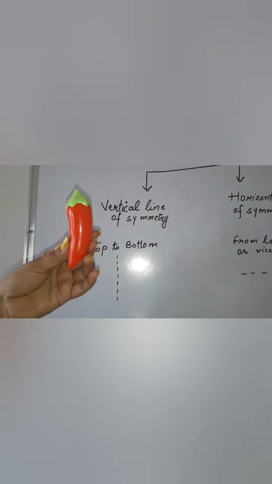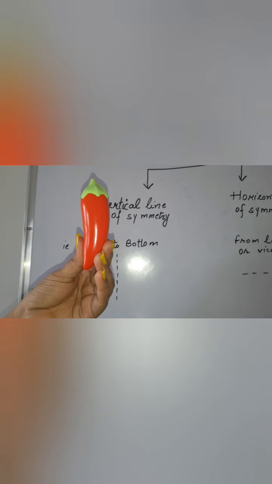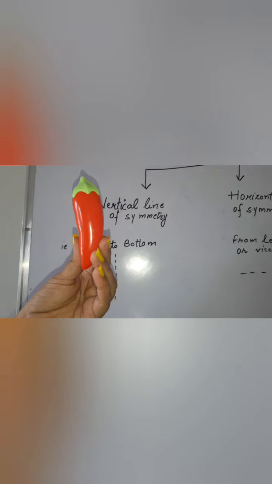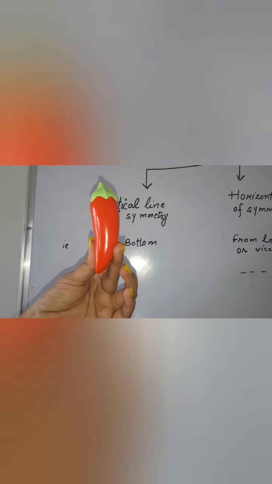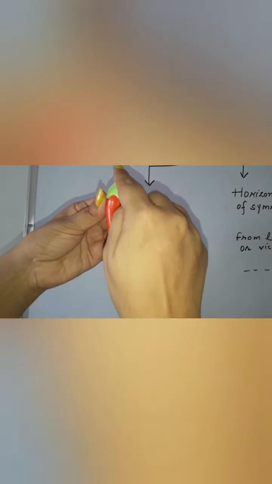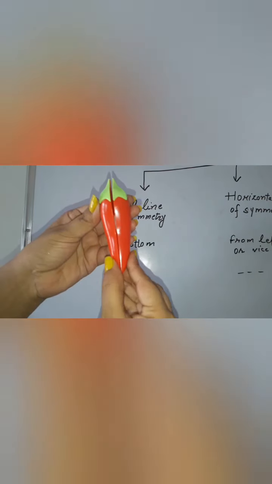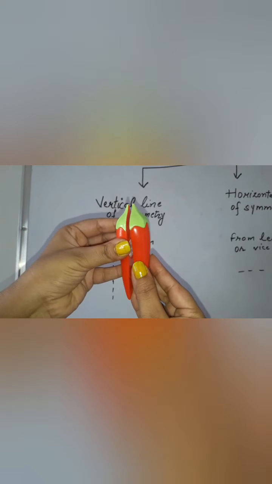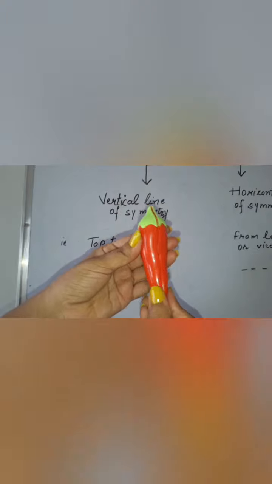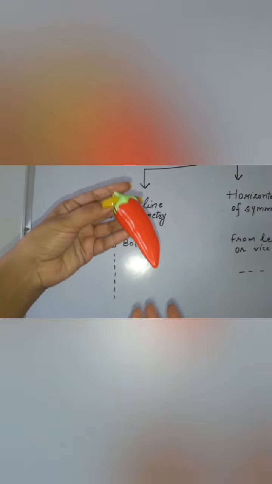Now let us take another example. I have taken this red chili. Now again, where do you cut to make it symmetrical? Again you cut it from top to bottom, that is, you make a vertical line of symmetry so that its half image is equal to the first half of the image, and the second half is exactly the same as the first half.